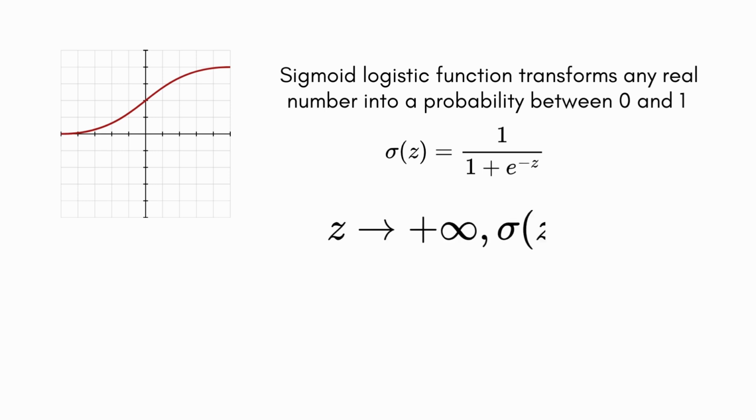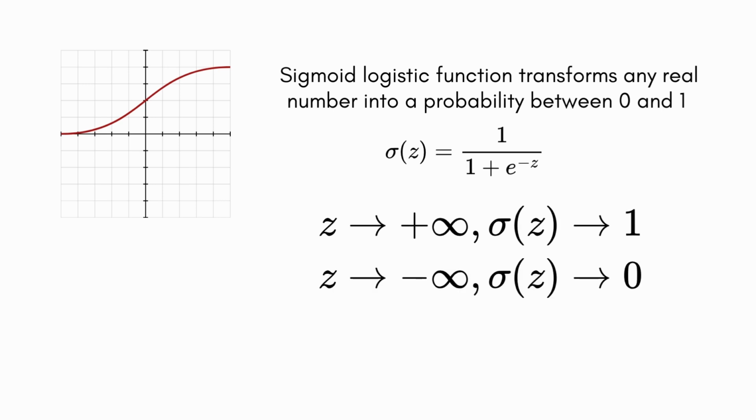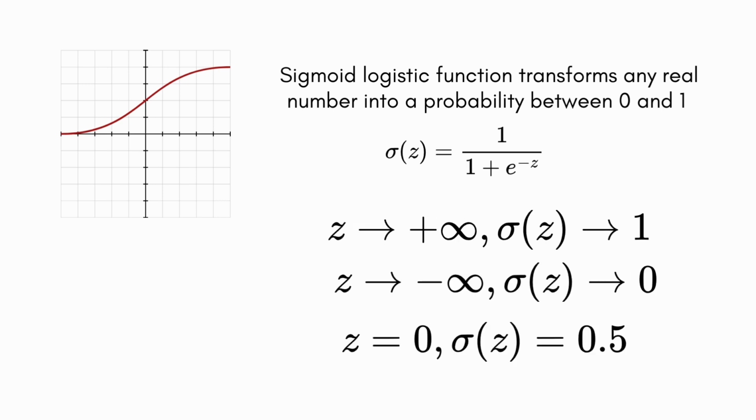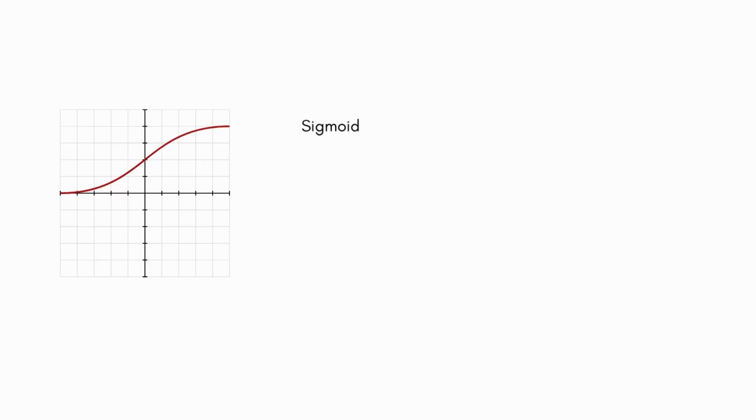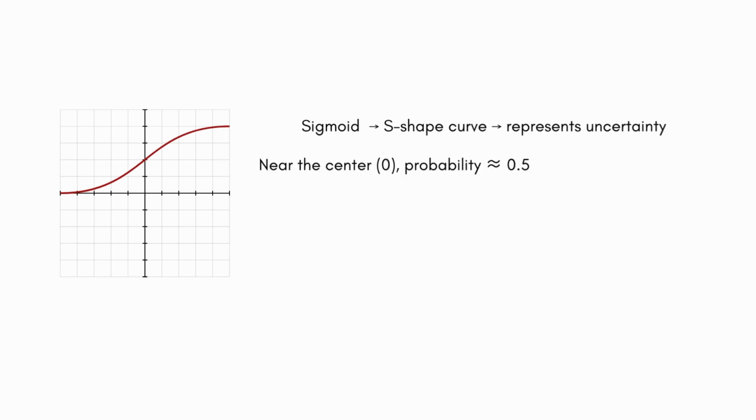As z tends to plus infinity, probability tends to 1. As z tends to minus infinity, probability becomes 0. If z equals 0, probability becomes 0.5. Sigmoid is in S shape, represents uncertainty. Near the center at 0, it says probability 0.5 with maximum uncertainty. As input grows positive, probability tends to 1.